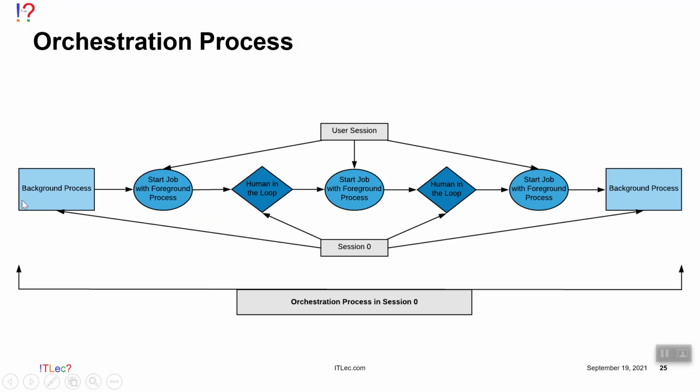So we can see, for example, in the orchestration, we have some background processing that starts some sessions in the background. Here we are waiting for human interaction. Here we start the background process again, human in the loop, and the smart start job with foreground process and background process. Okay, so here we can see.